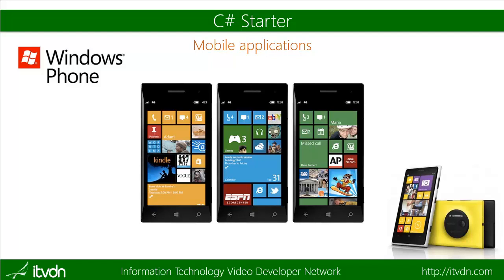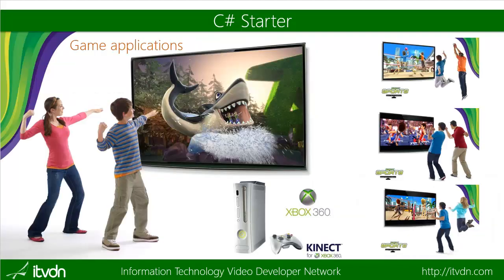Moving on to the next slide, we'll look at game applications. Well, I guess everybody knows what a game application is. Basically, games that are created for the Xbox 360 can be created using the C# language. If you have an Xbox 360, then you know that the games have good graphic design and a very user-friendly interface too. So you can see how we can create beautiful applications using the C# language.